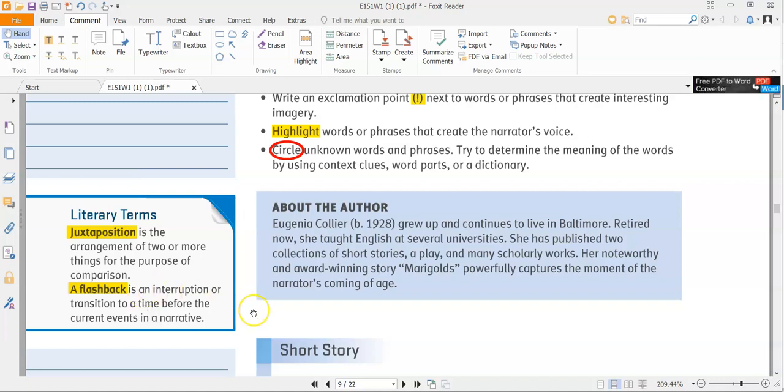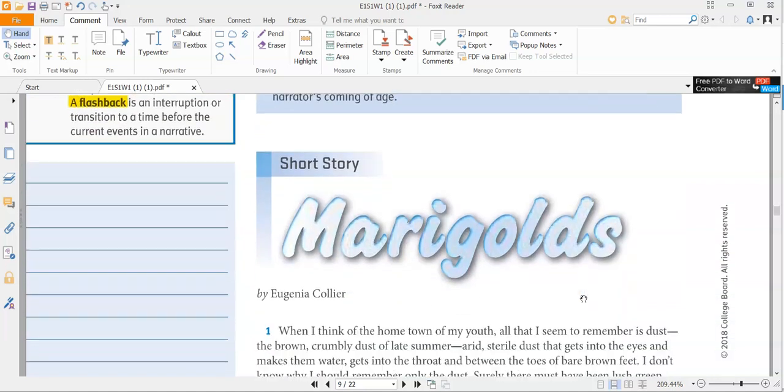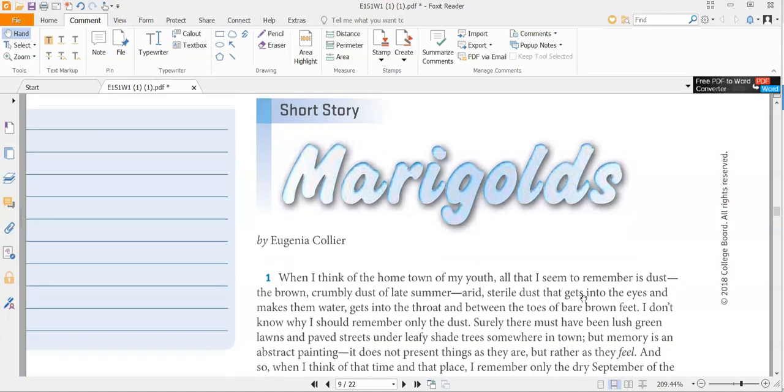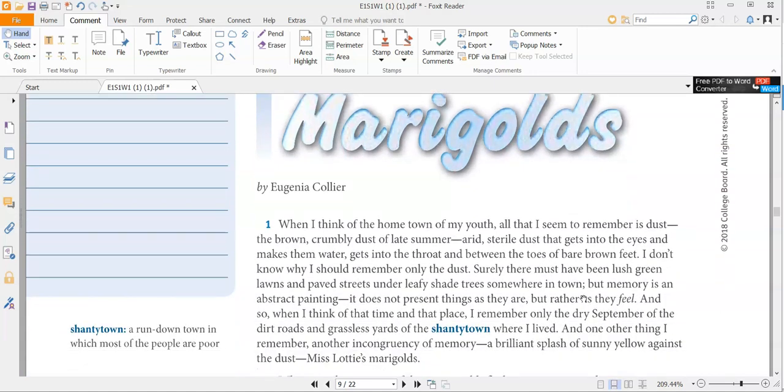And a flashback is an interruption or transition to a time before the current events in a narrative. They use that technique in stories, they use it in movies. Whenever the character or narrator is looking back in time to show us something that happened previously, that's called a flashback, okay? So I'm going to do the first couple paragraphs with you just to get you started and give you examples on how to do everything. And then I'm going to set you free to read the rest of the piece. And then you could meet me up again in this video to go over the questions together, and I'll explain to you how to answer them.